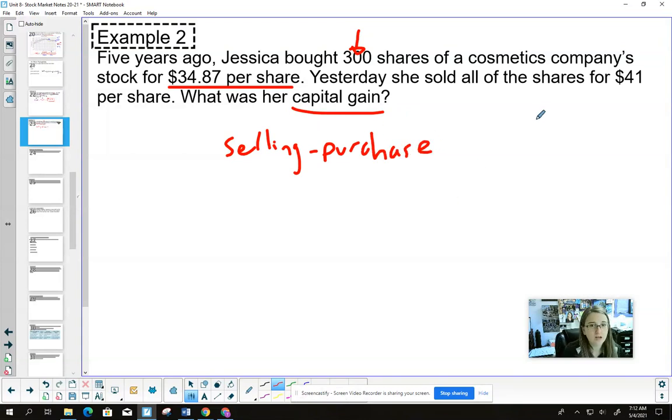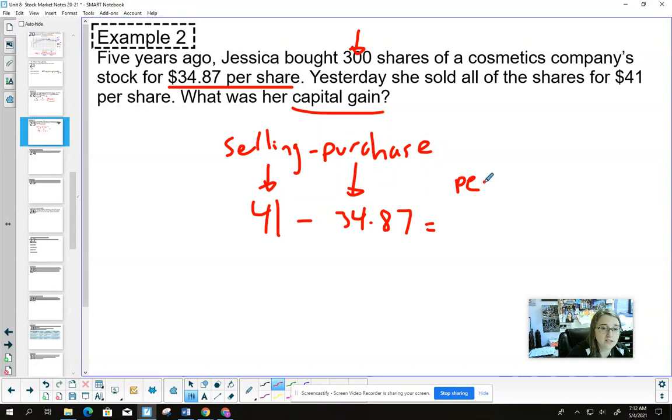Now, there's two ways of looking at this. You can find the profit off of one share and then find the profit for all of the shares. Or you can find the total selling price and the total purchase price for all of these shares and then subtract them that way. I'm going to do the individual profit off of one share because it's one less step, but you could do it slightly differently. So selling price is going to be what per share? 41, that's our selling price, minus the purchase price, $34.87 per share.